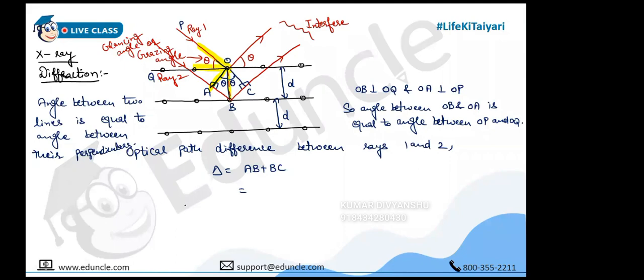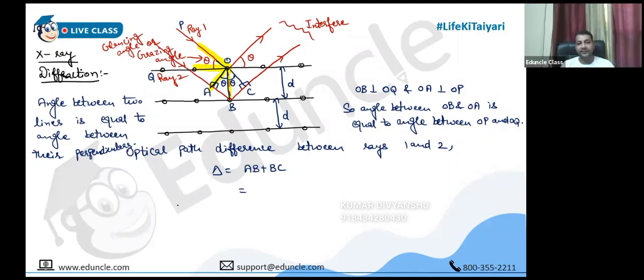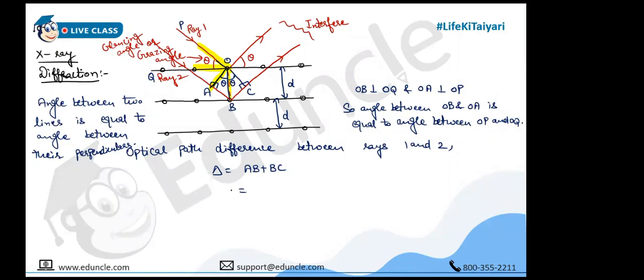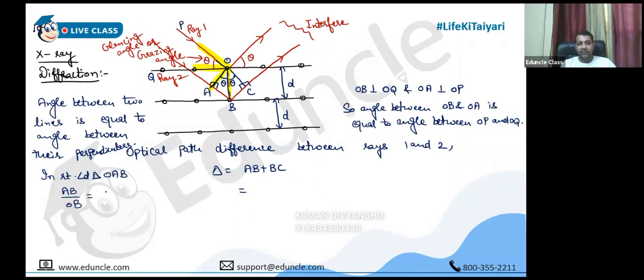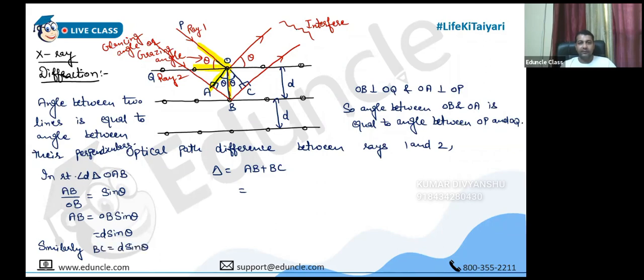Yes, sir. So what is AB from that right angle triangle OAB? Sorry, in a right angle triangle OAB, you need to calculate AB, and you know OB, it will be sin theta, not cos theta. So AB will be OB sin theta, and OB is d. Similarly, you have BC equal to d sin theta.